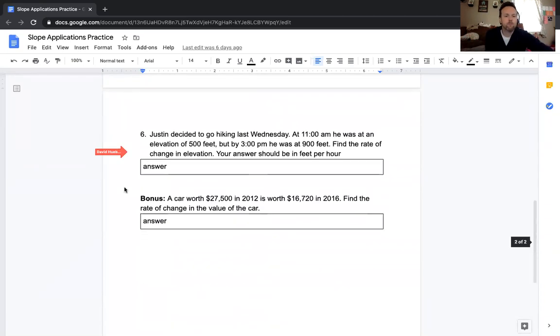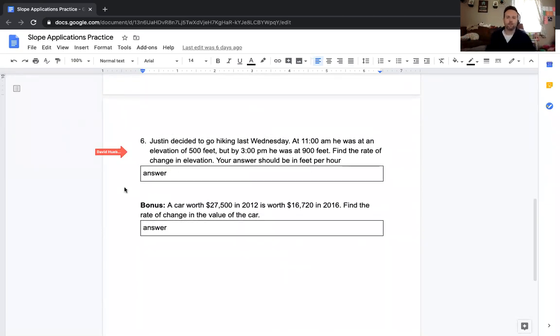And our last one is all about Justin. He decided last Wednesday to go hiking. At 11 o'clock in the morning, he was at an elevation of 500 feet. By 3 o'clock, he was at an elevation of 900 feet. So you're trying to find the rate of change in elevation, and your answer should be in feet per hour.